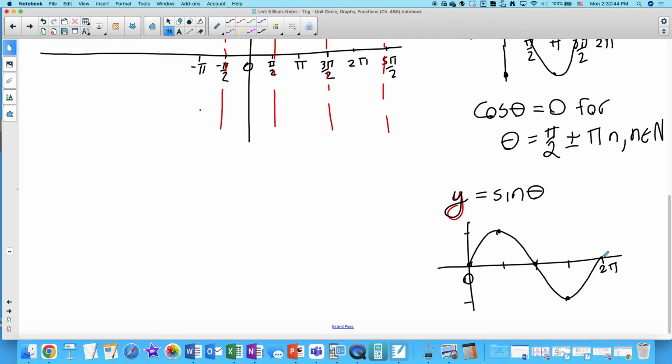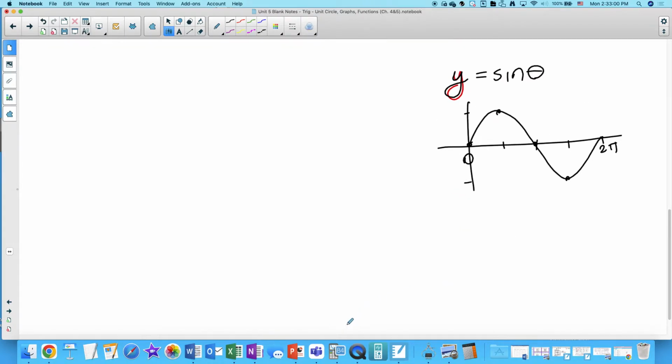So sine theta is the numerator of tan theta. So if the numerator is 0, the whole thing is going to be 0. Some other points that I can get on my tan function come from looking for when sine theta equals 0. When sine theta equals 0, tan is sine over cosine, and 0 over anything is 0. So tan theta will also equal 0. And this happens starting at 0, and then we add multiples of pi.